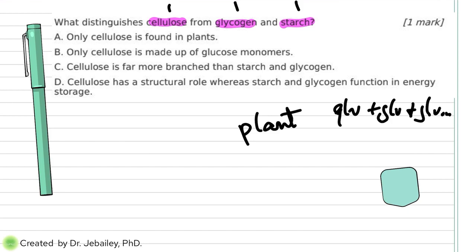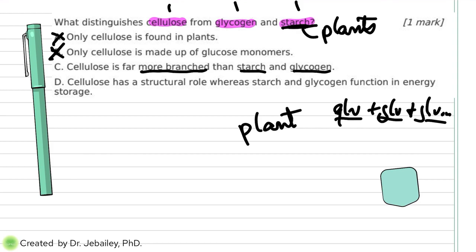Now, we have A. A says that only cellulose is found in plants. Wait, is that the only thing? That is not true, because guess what? Starch is also found in plants. So it cannot be A, because both cellulose and starch can be found in plants. Second, only cellulose is made up of glucose monomers. That's not true. Why? I just told you. The three of them are made of a bunch of glucose, so it definitely cannot be B. Cellulose is far more branched than starch and glycogen. That is not true. They are made of just a chain of glucose, but the glucose is flipped. So it couldn't be this one at all, too.